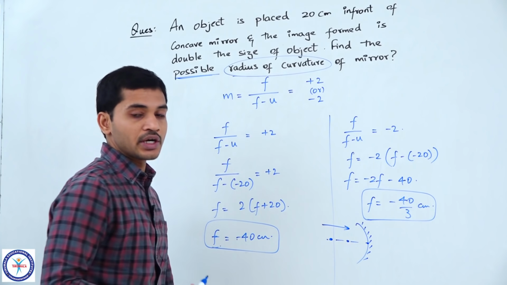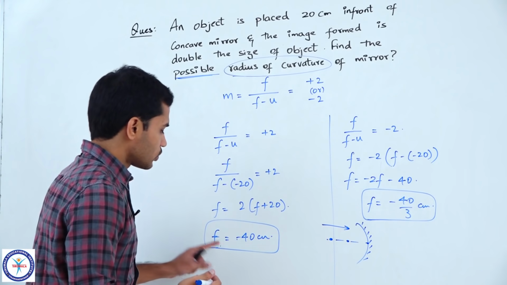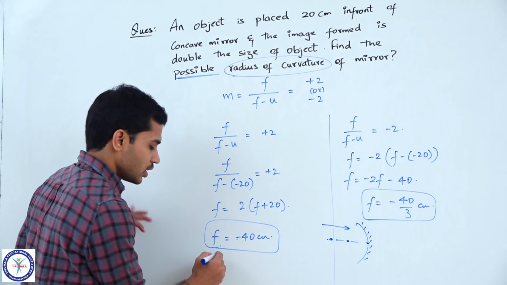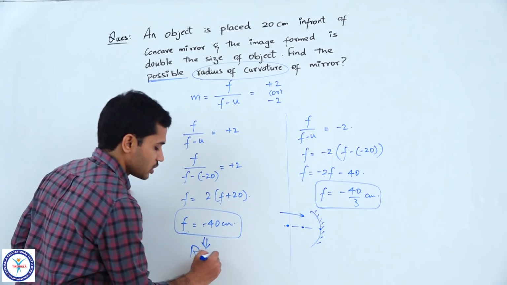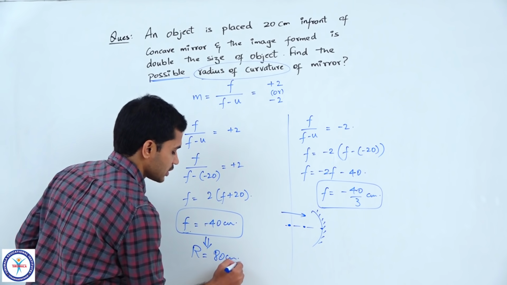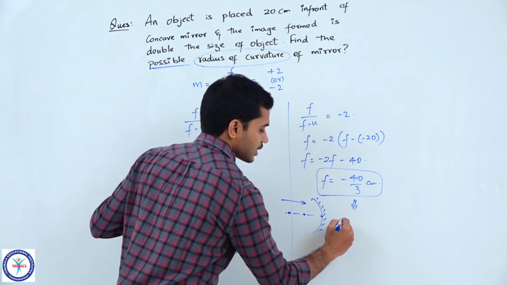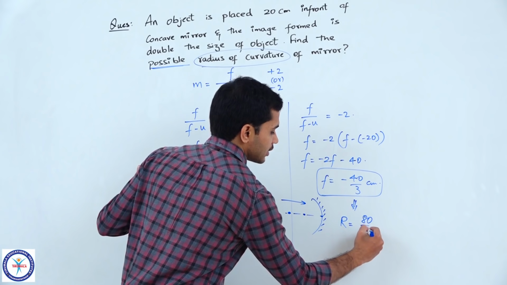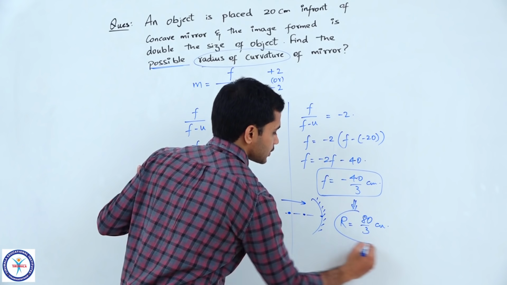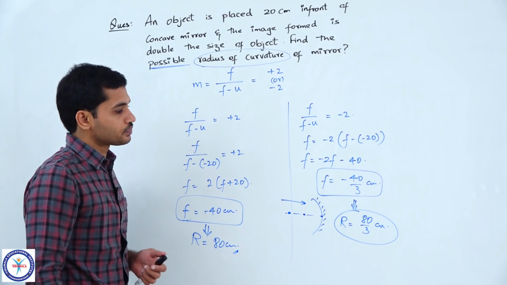Okay. So, I got the focal length in both the cases, but the question asks me to calculate the radius of curvature, and you all know the relation between radius of curvature and focal length. So, it is just the double of this, right. So, for this to happen, we can say that the radius of curvature should be equal to 80 centimeters. That is one possible value, and for this case we can say that radius of curvature should be 80 by 3 centimeters. So that is the basic idea, right?